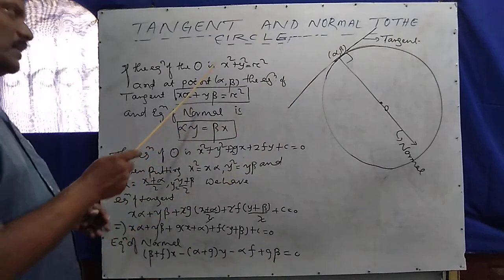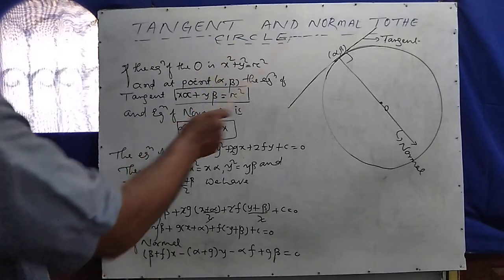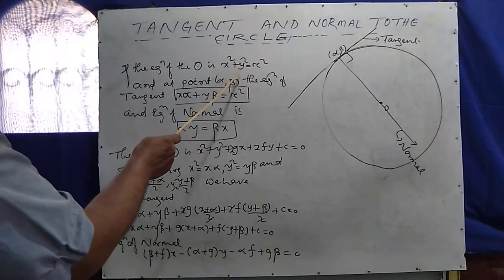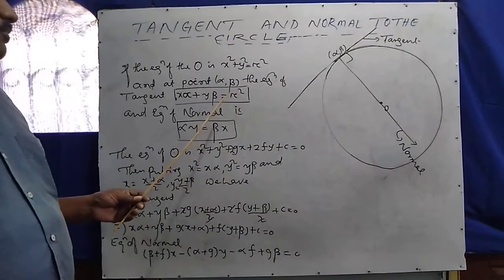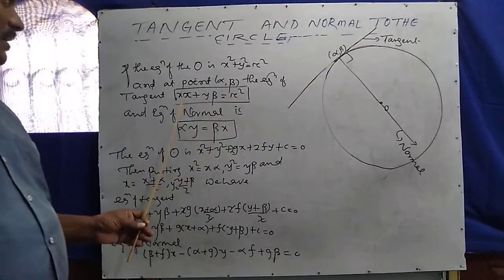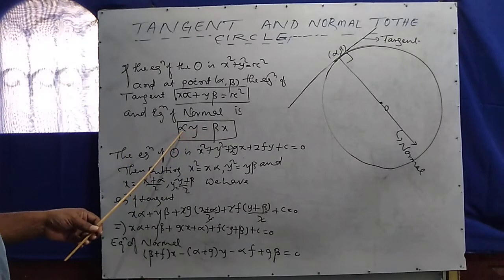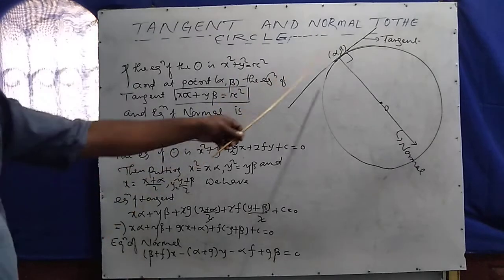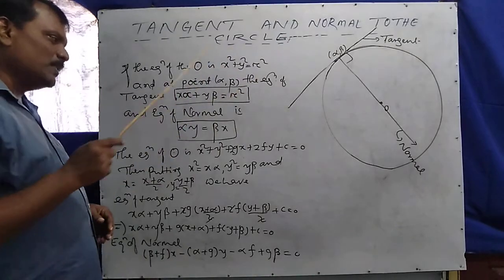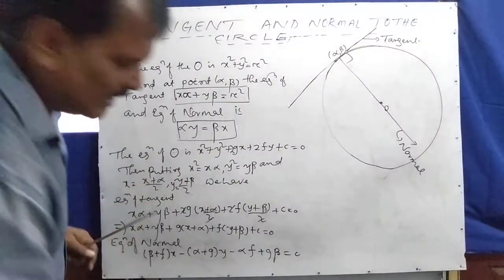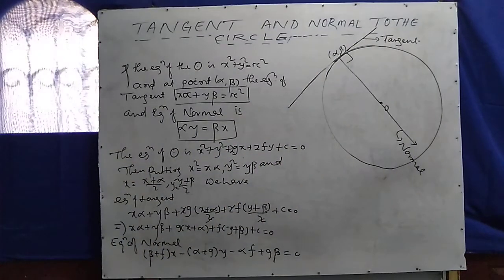So the equation of the tangent is reduced to x alpha plus y beta equals r square. This is the equation of the tangent at the point alpha beta. The equation of the normal can be represented by alpha y equals beta x. If the equation of the circle is in this form, then the equation of the normal and tangent can be represented by this. Now I will do one problem related to this.